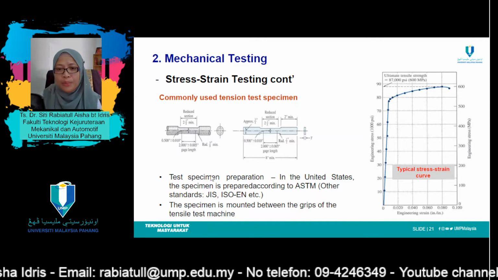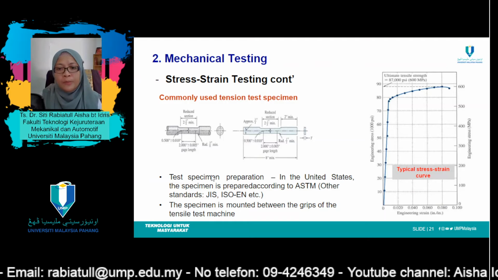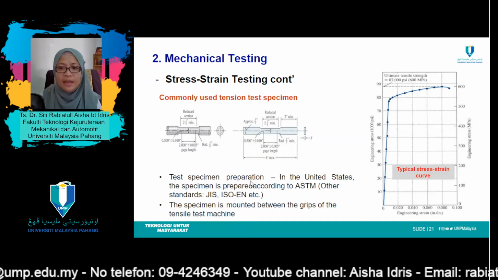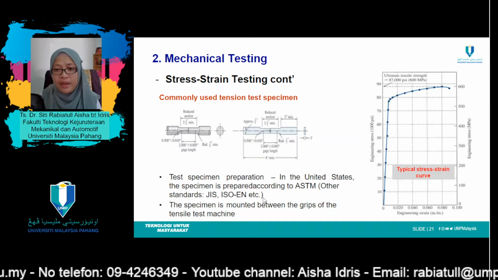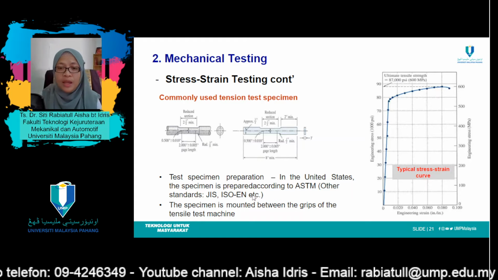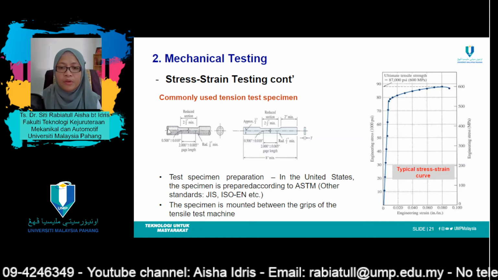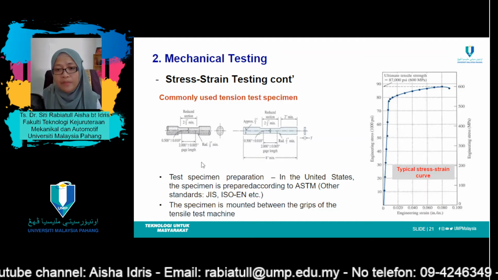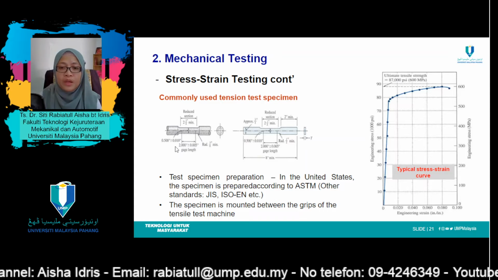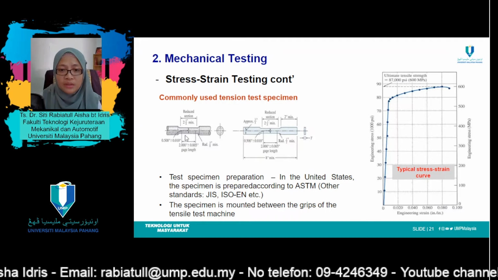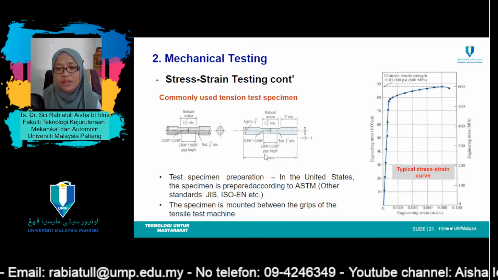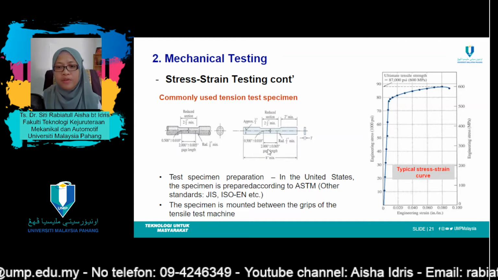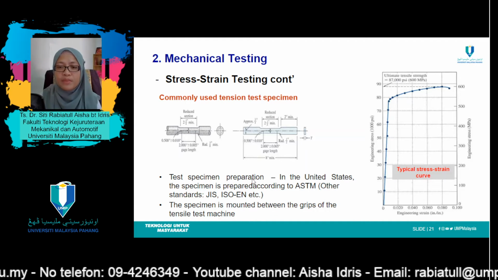So how do we prepare this specimen? The specimen needs to be prepared according to the standards, either ASTM, JIS, ISO, and so on and so forth. The shape of the specimen will be different depending on the standard that is going to be used. For example, this one is a circular or cylindrical dog bone shape, whereas this one is a flat dog bone shape.